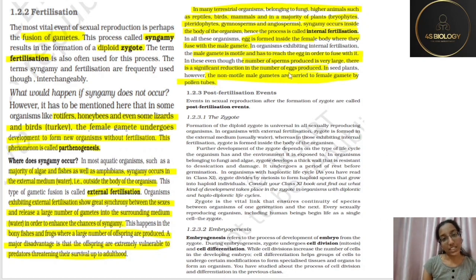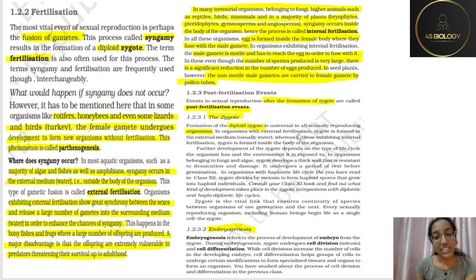Next, this is about fertilization. Pre-fertilization: gametogenesis and gamete transfer. Fertilization: external and internal. And post-fertilization, what happens? Events in sexual reproduction after the formation of the zygote. The formation, how fusion of male and female gametes happens, is due to gametogenesis. Okay, now post-fertilization events, what happens after. This has two parts: zygote and embryogenesis. Zygote: formation of the diploid zygote is universal in all sexually reproducing animals. So the diploid zygote is always formed.